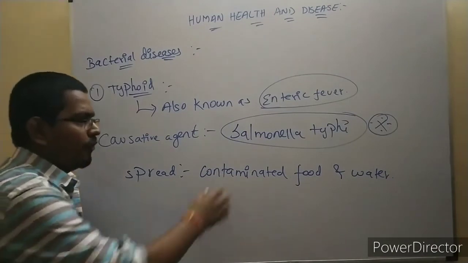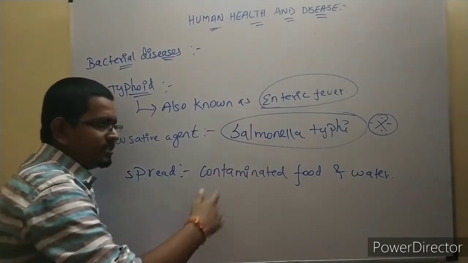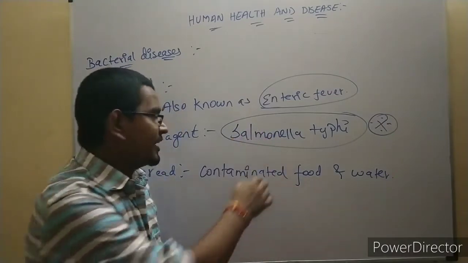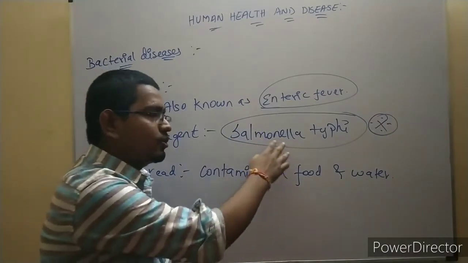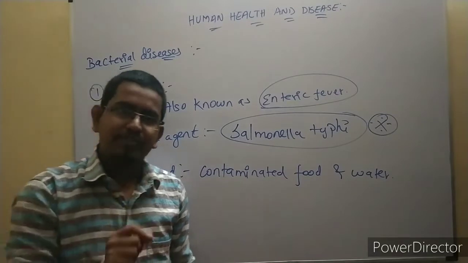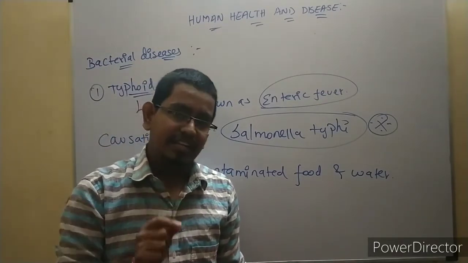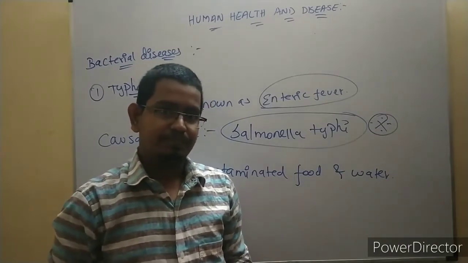Now you have come to know how it is entering into your body. Once it enters into your body, what will it do? What is the work of the pathogen? Here the pathogen is bacteria. It will try to interfere with the metabolism of our body and start affecting the functioning of the body systems.